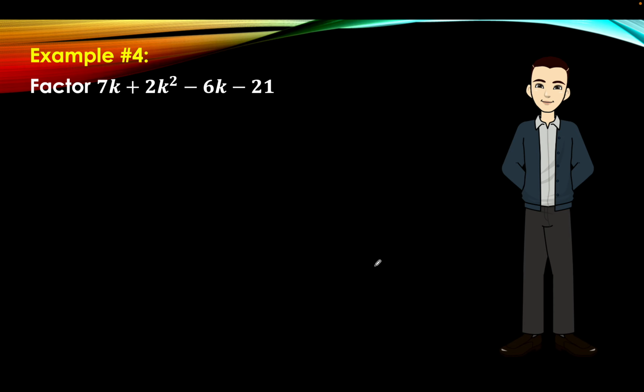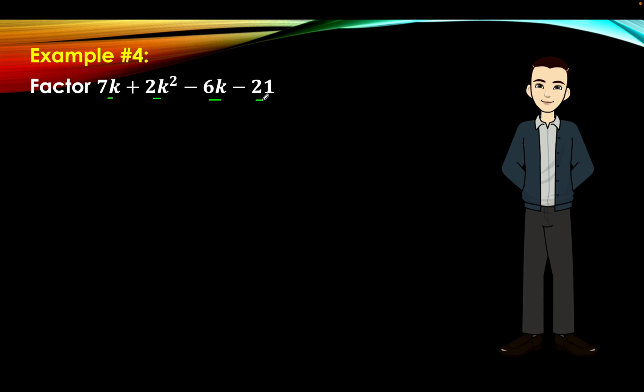Let's have another example. Given the polynomial 7k plus 2k squared minus 6k minus 21. In this polynomial, let's consider first the signs in forming the two binomial factors, so that we'll not be dealing with or manipulating any negative sign anymore. Although 7k and 2k squared and negative 6k and negative 21 each has a common factor, however, the signs of the binomials are different. So let's find another possible group where we don't need to manipulate the signs anymore.